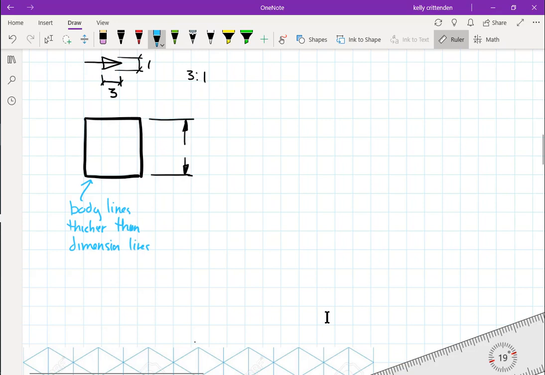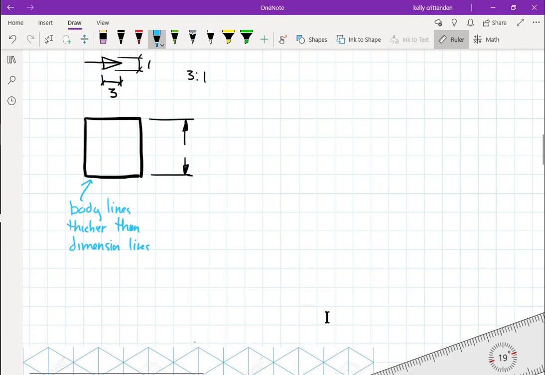A drafts person would actually have multiple pencils, one with a thicker lead, one with a really fine point, so that the body lines stood out. Because they're drawing in pencil, it's all the same color, or it ends up as a blueprint, it's all the same color. So you use weight of the lines to help differentiate the actual body from all these dimensions that might be on it. So the body lines are generally thicker than the dimension lines. I'm not saying go get a bunch of pencils, but that is something that helps.